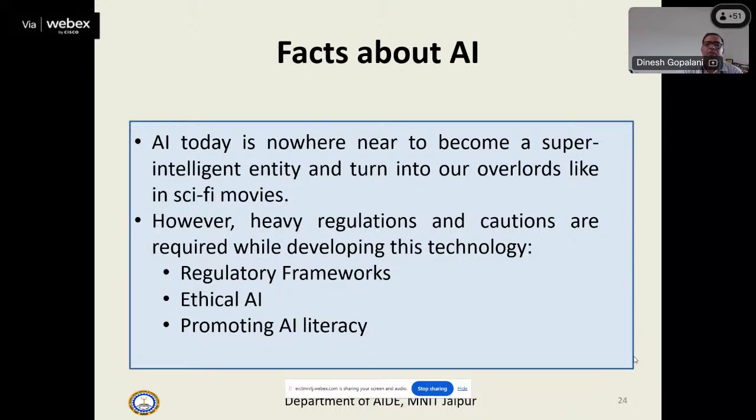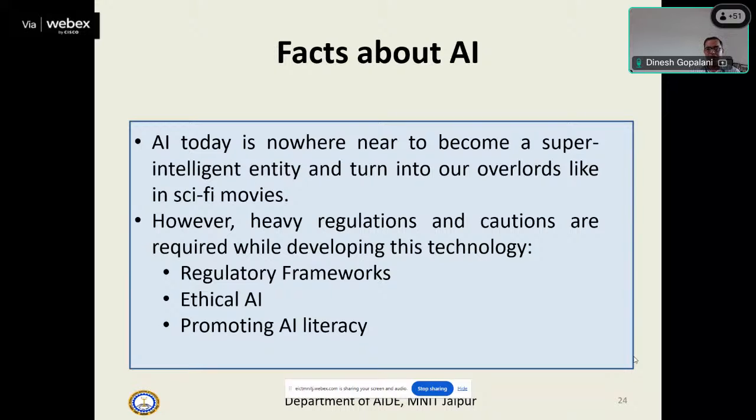And this also I can say clearly, that it is nowhere near becoming a super intelligent entity and turning into warlords like they are shown in many of the scary movies. Sci-fi movies sometimes become very scary. They show many things and we say it is going to become reality at one point of time, the way AI is growing.